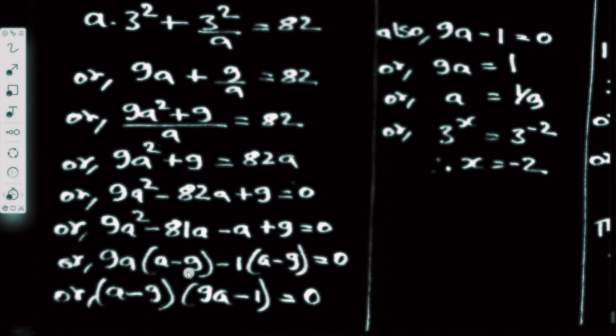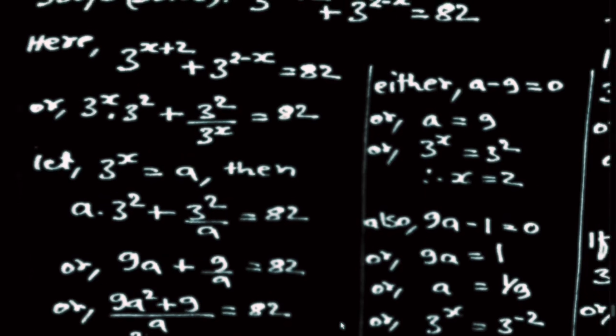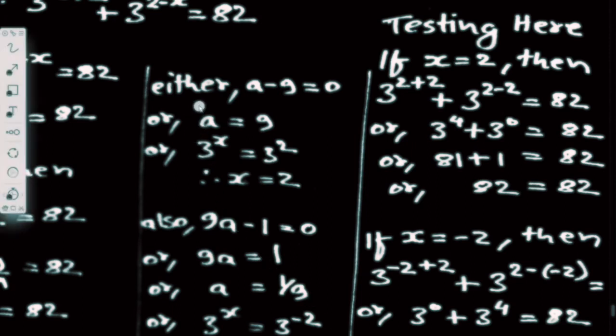Here a minus 9 is similar, so it comes ahead, and here 9a minus 1 comes in the rest, equals 0. In this way, from this expression we get our two factors: a minus 9 the first factor and 9a minus 1 the second factor. From these factors we can easily get the value of a. To get the value of a, in the first factor, either a minus 9 equals 0, this is our first factor, or a equals 9.